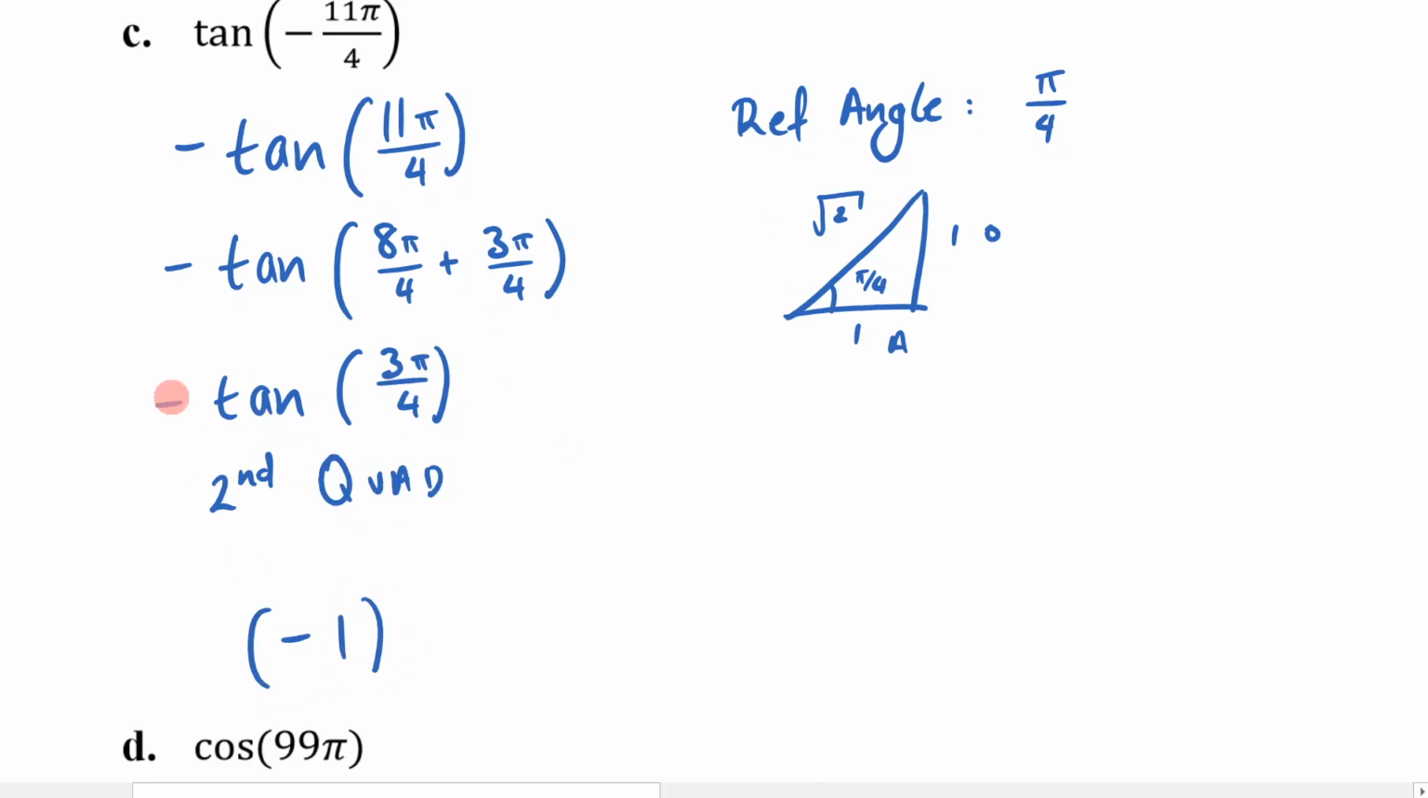And then I also have this negative out the front here as well. So what you have to realize here is that tan of 3 pi on 4 is -1, but I already have a negative here, so I've got a negative, and a negative, negative make a positive. So it's just going to be 1.